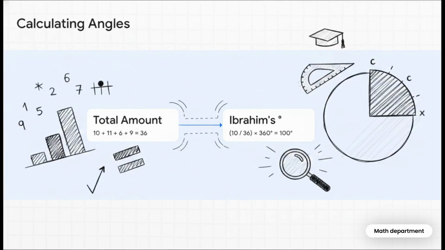Let's write this out step by step. Step 1, we add up our frequencies. 10 plus 11 plus 6 plus 9 equals our total amount, which is 36. Now for step 2, let's find Ibrahim's central angle. We take his specific part, which is 10, divide it by our newly found whole of 36, and multiply that fraction by the total degrees in a circle, 360. So 10 divided by 36 times 360 gives us exactly 100 degrees for his slice.